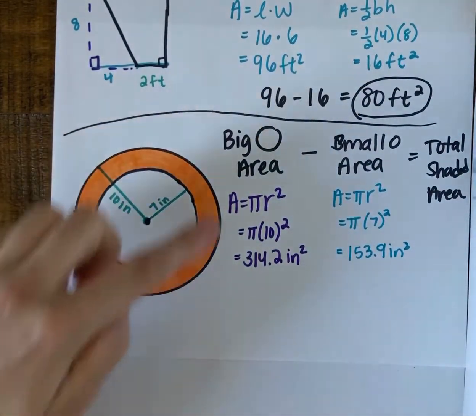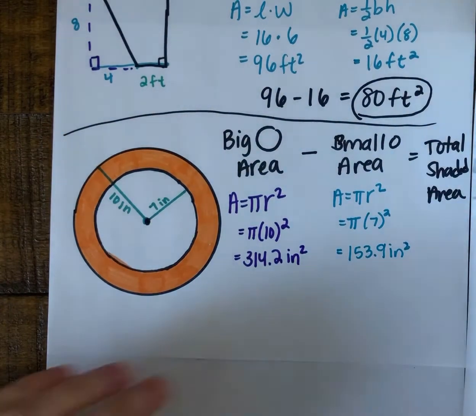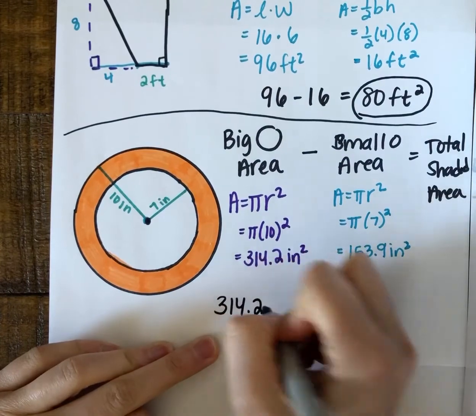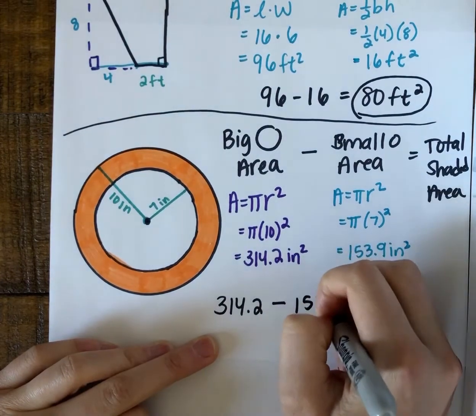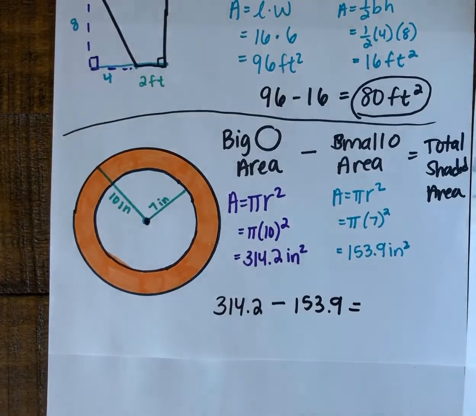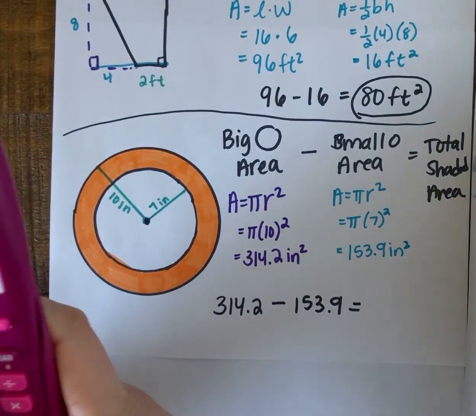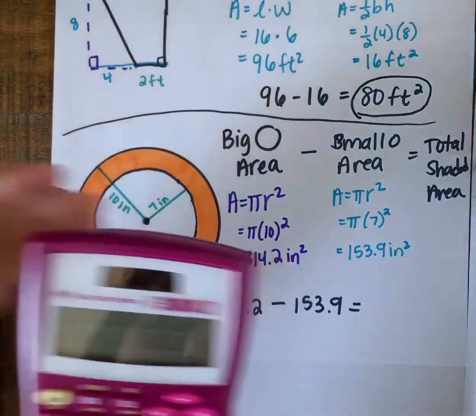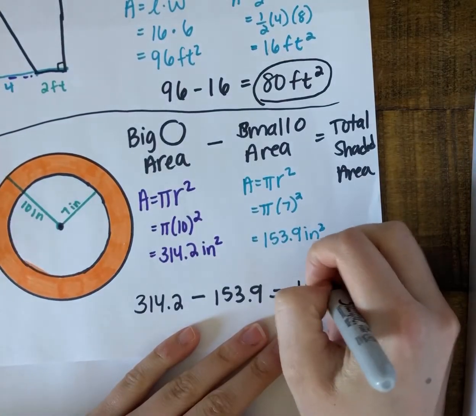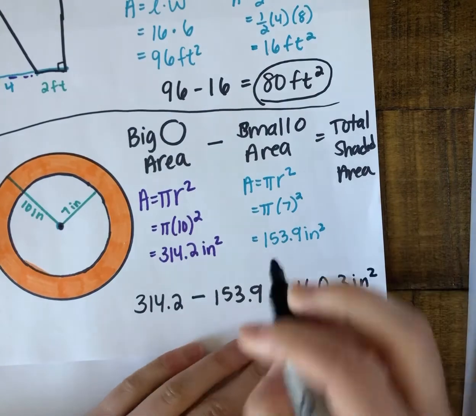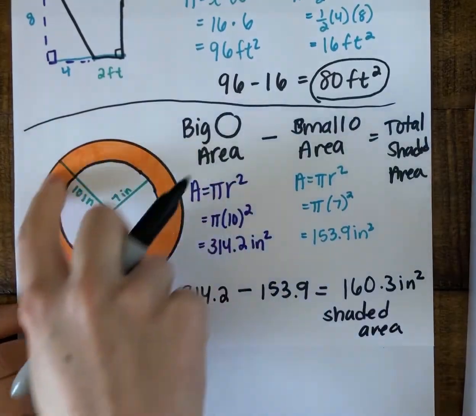So my shaded area here is going to be as if I took the area of the big circle, that 314.2, and I subtracted out the area of the middle circle, the smaller one, and I'll end up with an area of, if I subtract the 2 in my calculator, 160.3 square inches left. And that is the area just inside this shaded ring, that little donut.